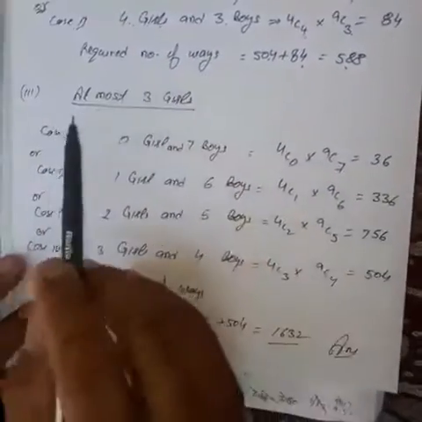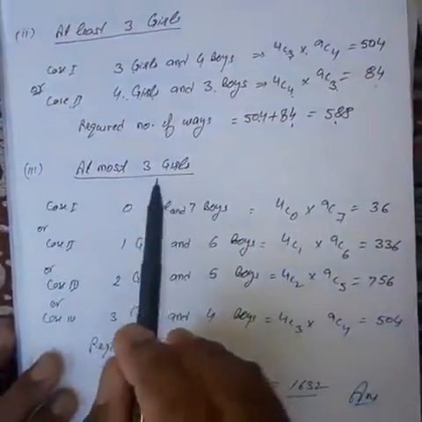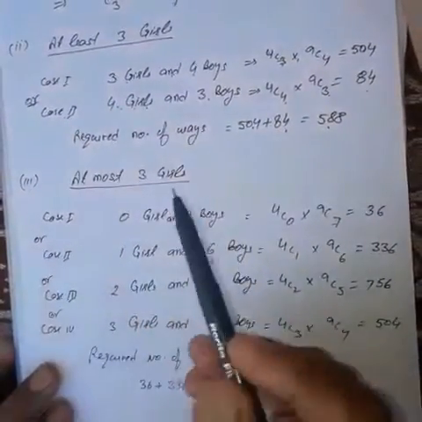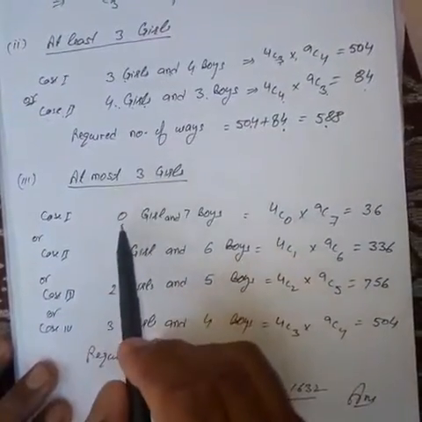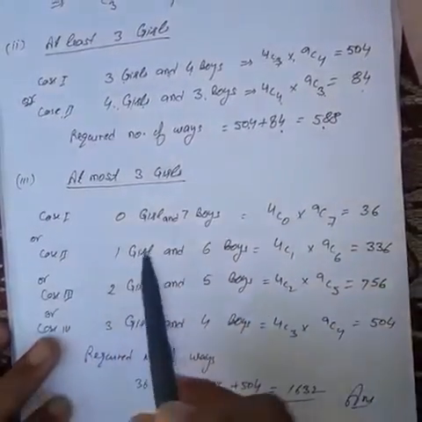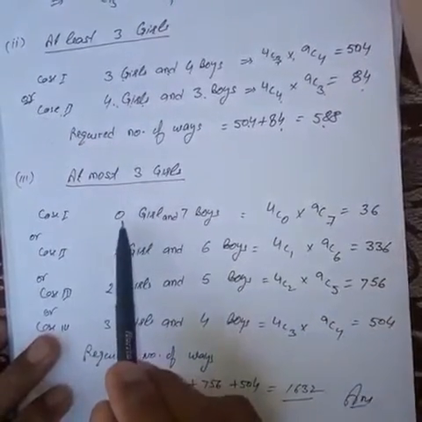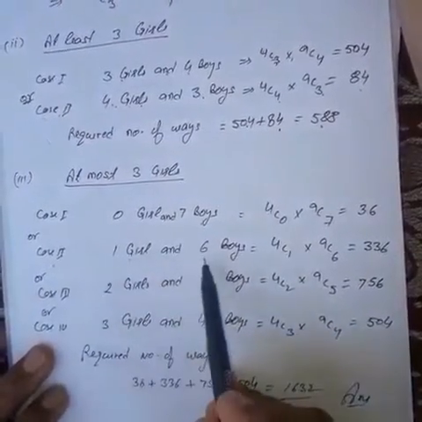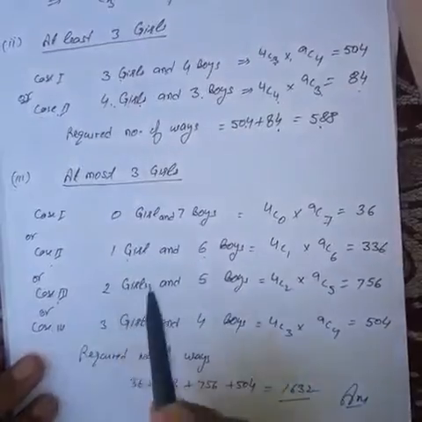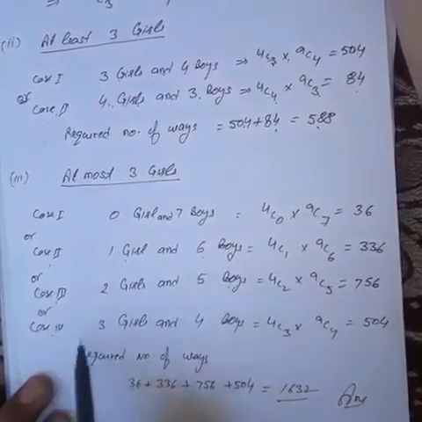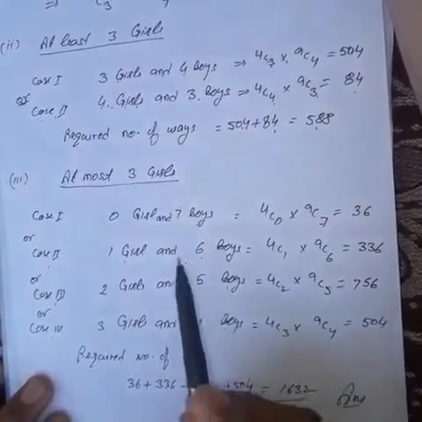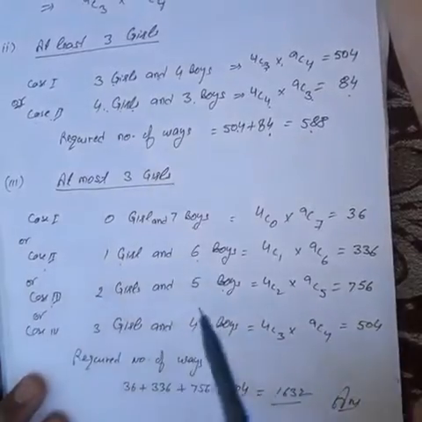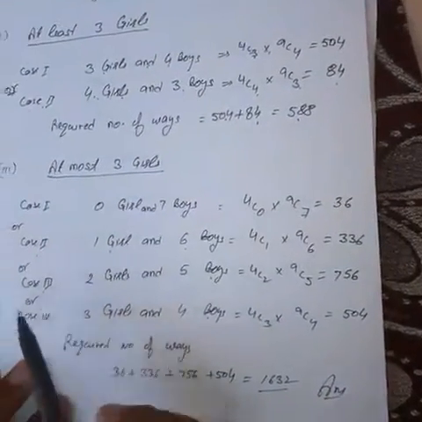So again, it is the third part. At most 3 girls. Now at most means maximum 3 girls are possible. Minimum can be 2, can be 1, or can be no girl, that is 0 girls. So there are 4 cases now. Case 1, if you select 0 girls and 7 boys. Case 2, if you select 1 girl and 6 boys. Case 3, we can select 2 girls and 5 boys. Case 4, when 3 girls and 4 boys. So we can select the committee in any one of these 4 methods. So that's why it is 'or' between these cases.